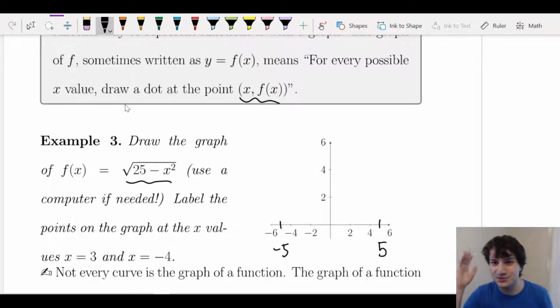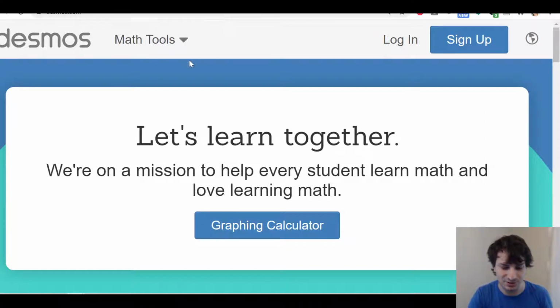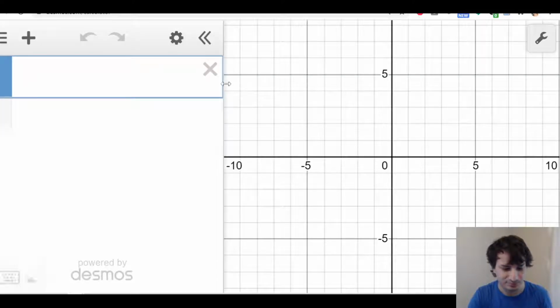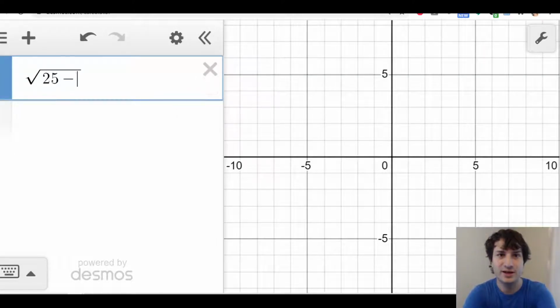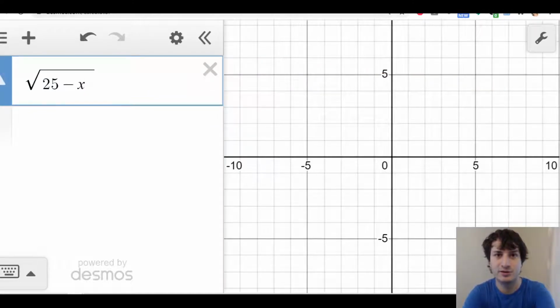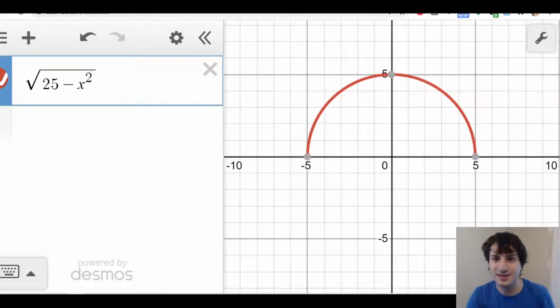And the question even says use a computer if you need to. So if you've never seen this function, you can draw it on a computer. If you have seen the function, you might know what it looks like. So take a guess on what you think it looks like. I'm going to cheat here and use Desmos. Okay, I guess it's not cheating because it said I could. Let me hit the graphing calculator button on Desmos. And let's put in square root 25 minus x squared. So what does this look like? So this is a semicircle. It's the top half of a circle.